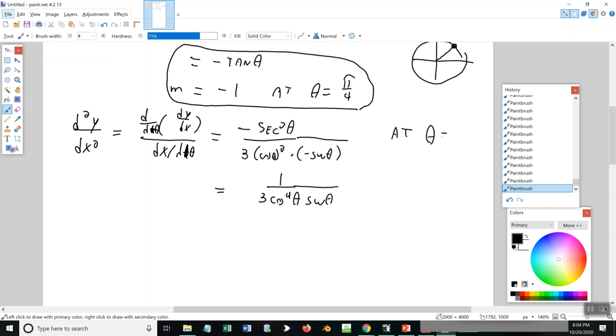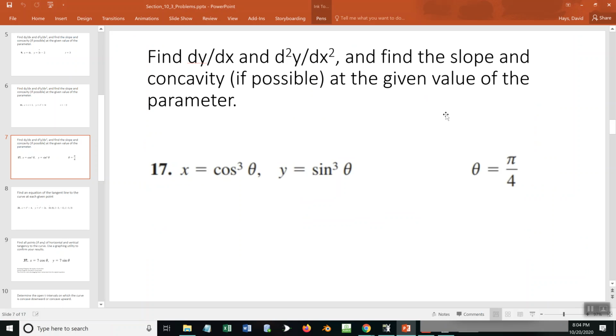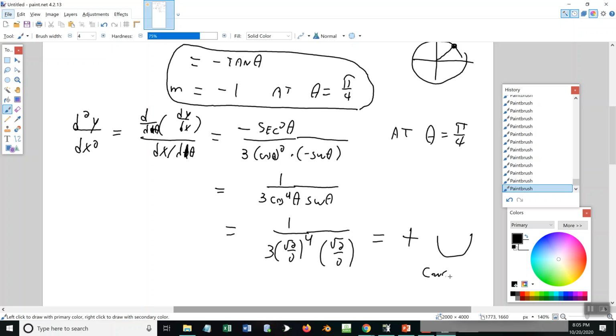Well, negative here, negative here. I could go through a lot of work on this, find the exact value. But at pi over 4, we already said both of them are equal positive square root 2 over 2, aren't they? So if I put a positive square root 2 over 2 in there, it's going to give me a positive, won't it? Which means it's concave up. So concave up at theta is equal to pi over 4.